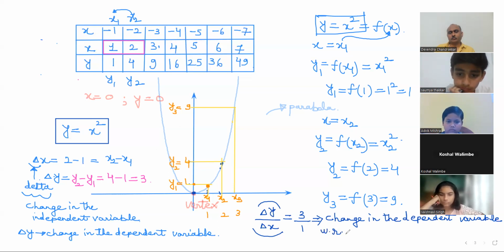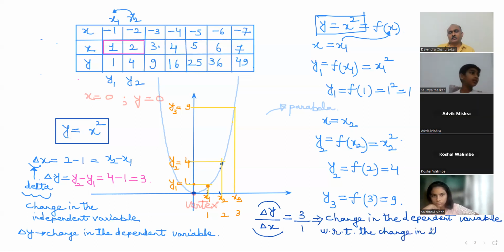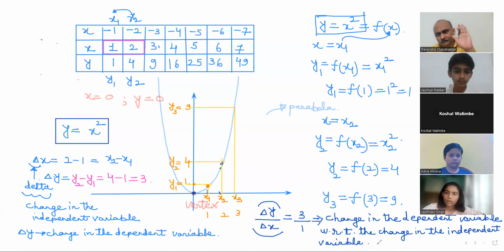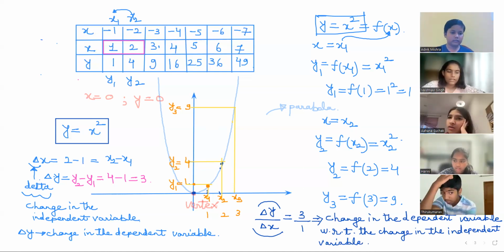with respect to the change in the independent variable? Yes or no? Yes, sir. Can we say it like this? All of you say yes or no. Yes, sir.